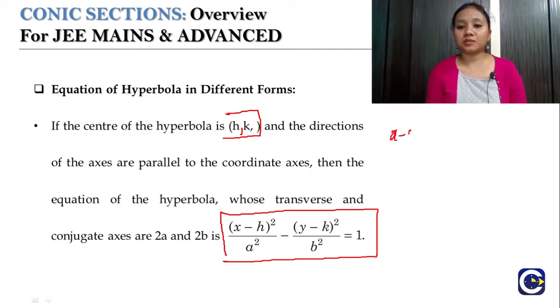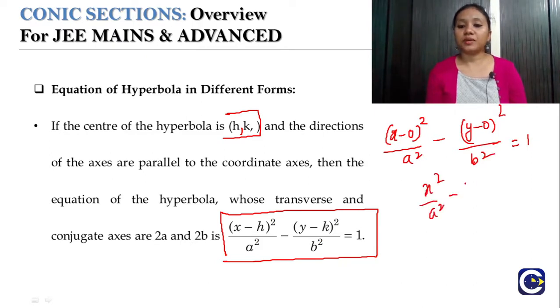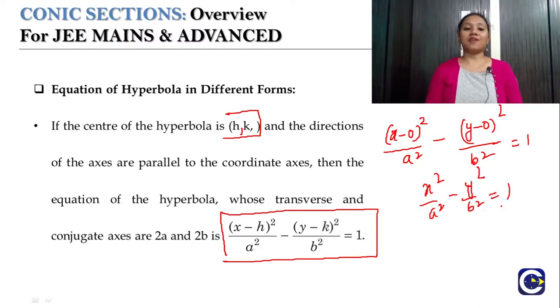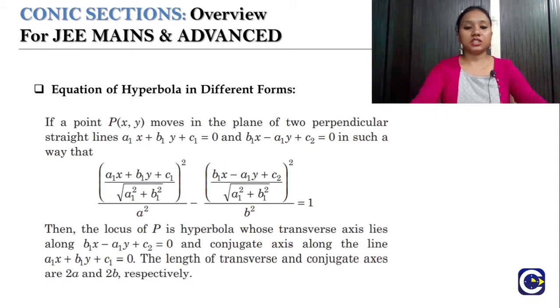Right, that means in our previous cases the center is the origin. That means x minus 0 whole square by a square minus y minus 0 whole square by b square is equal to 1. It's actually the same thing as x square by a square minus y square by b square is equal to 1. That means if we have a center with coordinates h comma k, then the corresponding equation of the hyperbola will be x minus h whole square by a square minus y minus k whole square by b square is equal to 1. So we have a different form here.